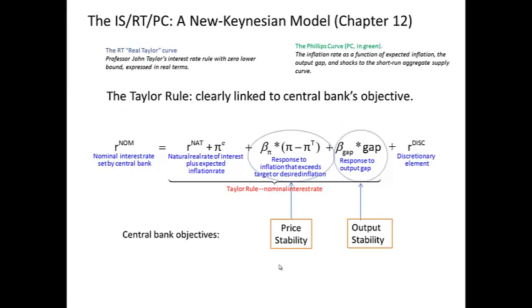Now, we often think of the central bank's objectives as twofold. First is to stabilize the price level. We can see this in the Taylor rule by looking at the response of the interest rate to inflation when it exceeds some target or desired level. The inflation target can be explicit or, as in the case of the United States, implicit. We can also see the goal of output stability, such as in the Humphrey-Hawkins position of the United States. That's going to be reflected in the response of the interest rate to changes in the output gap.